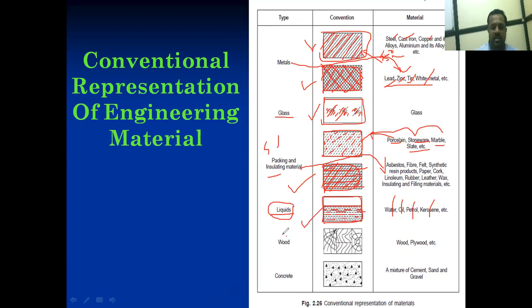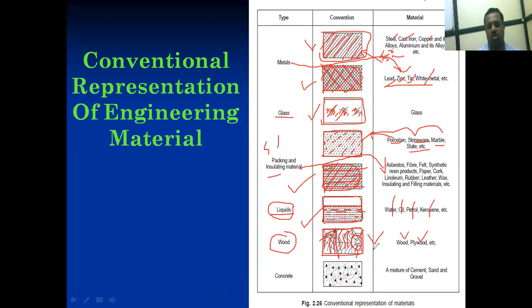Now see the next material: wood. It may be wood or plywood. How can we represent wood and plywood in the conventional manner? Similar process. We draw a square box, and inside that square box we draw lines like this, without any spacing. This is the conventional representation for wood.